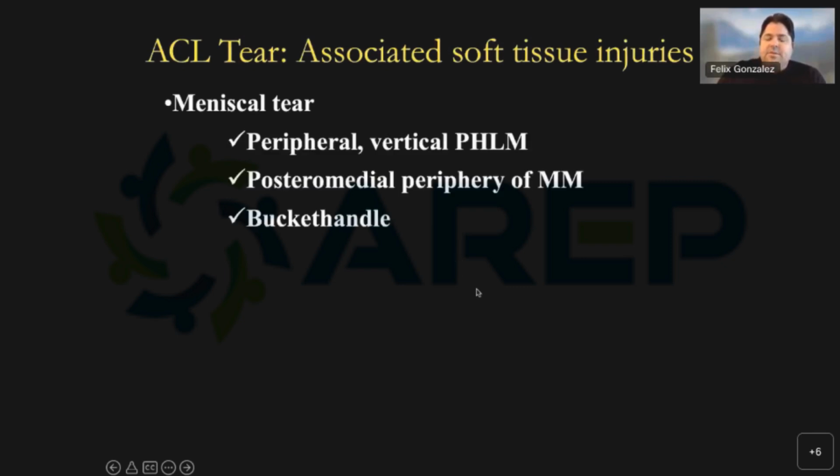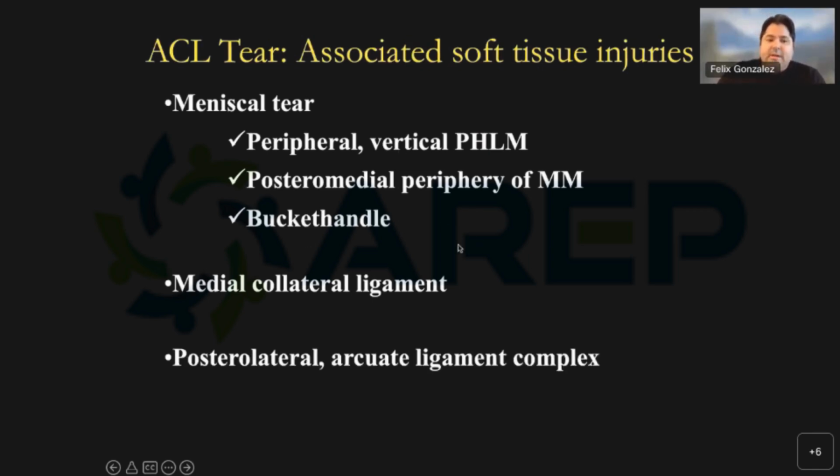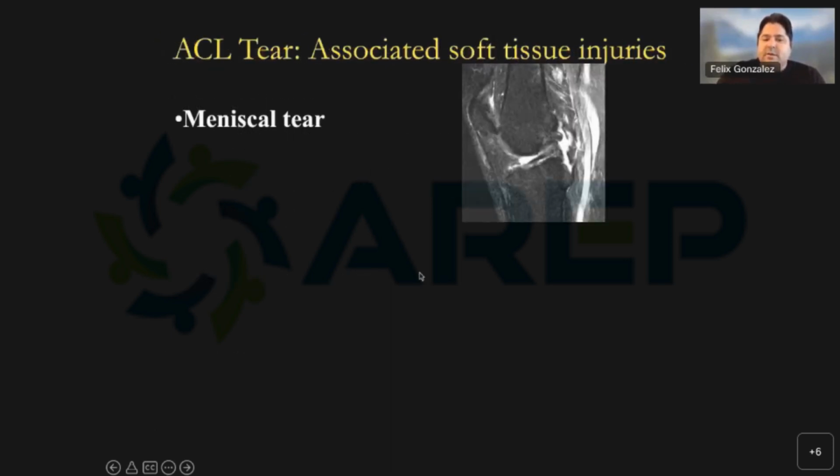So usually, if you have an ACL tear, you can have a meniscal tear. Usually look for the medial meniscus, the peripheral vertical injury. You can have the posterior medial peripheral aspect of the medial meniscus violated. You can also have a bucket handle tear as well. You can have MCL injuries as well, and obviously you can have posterior lateral corner, arcuate ligament complex injury. And you also always look for articular cartilage damage as well.